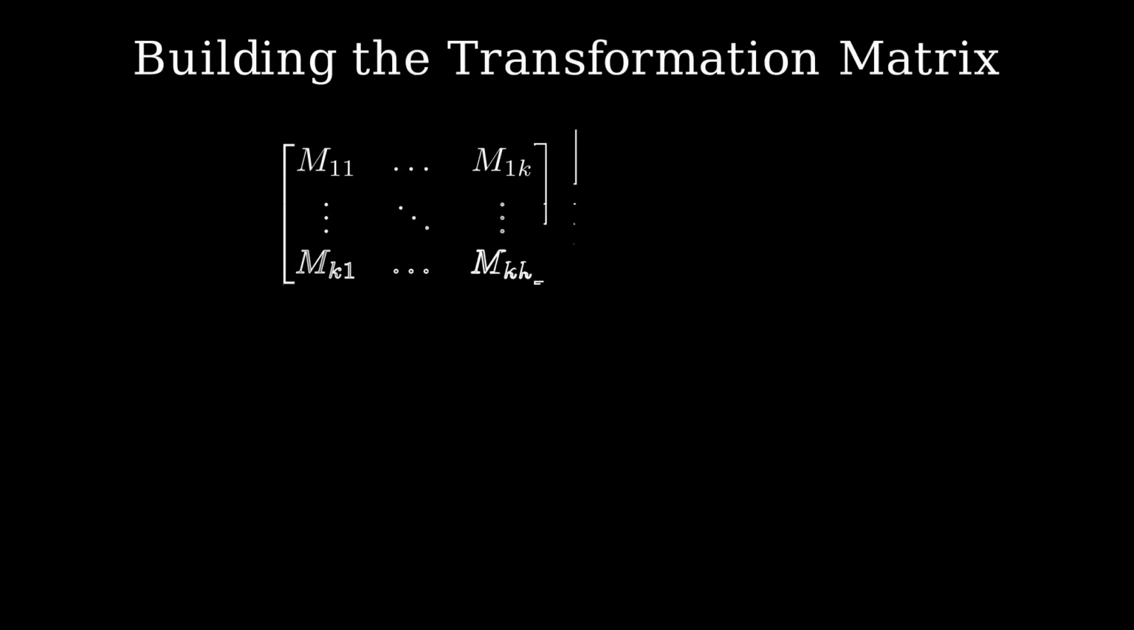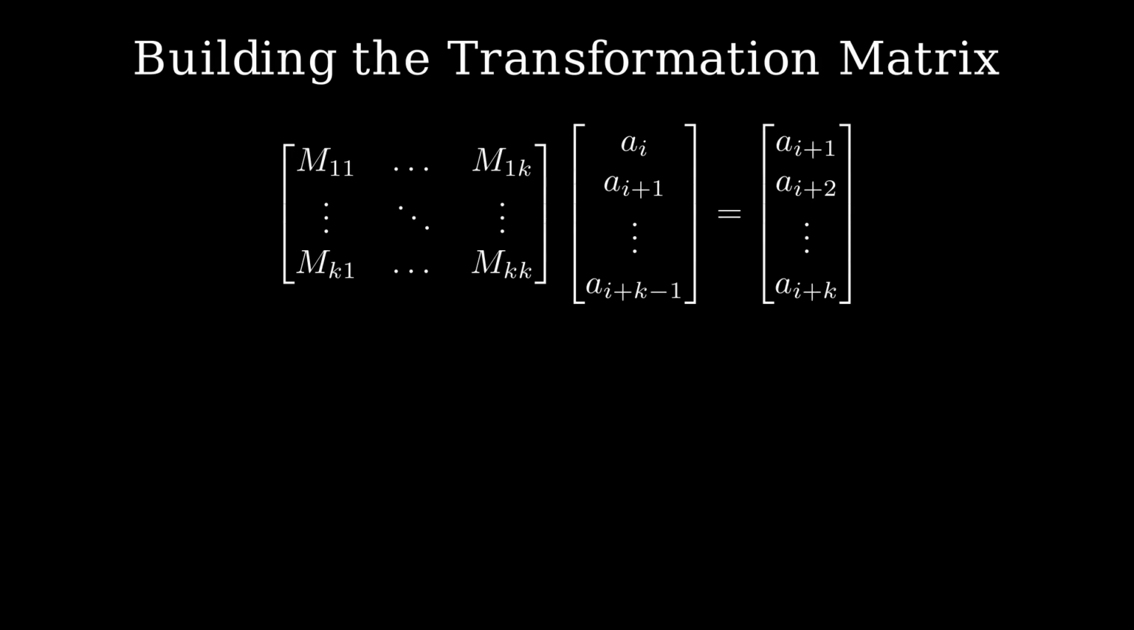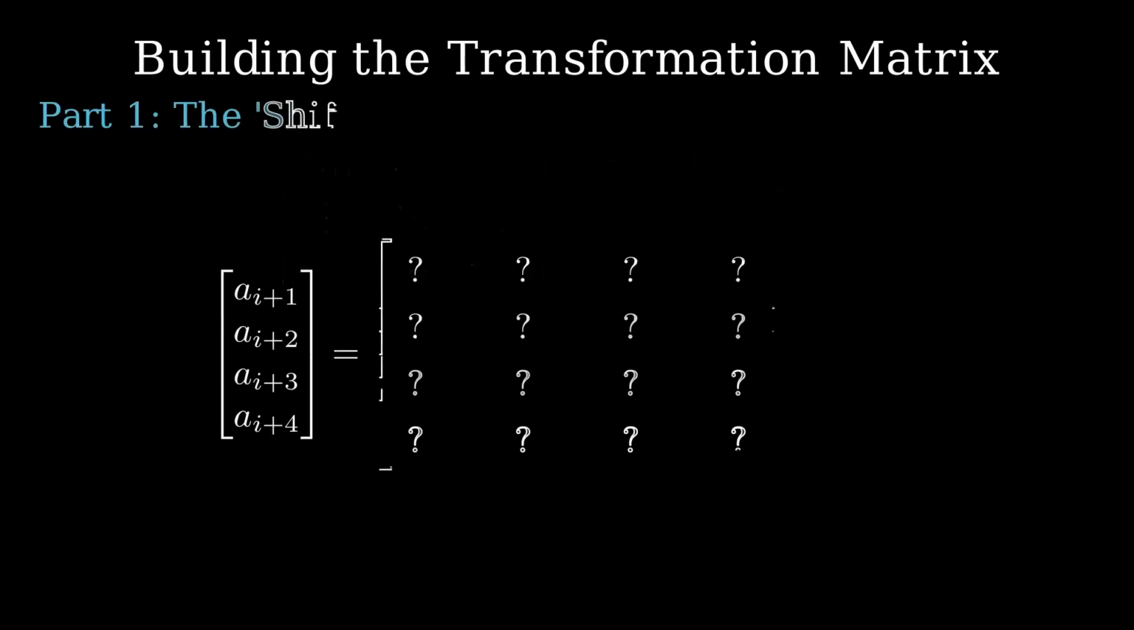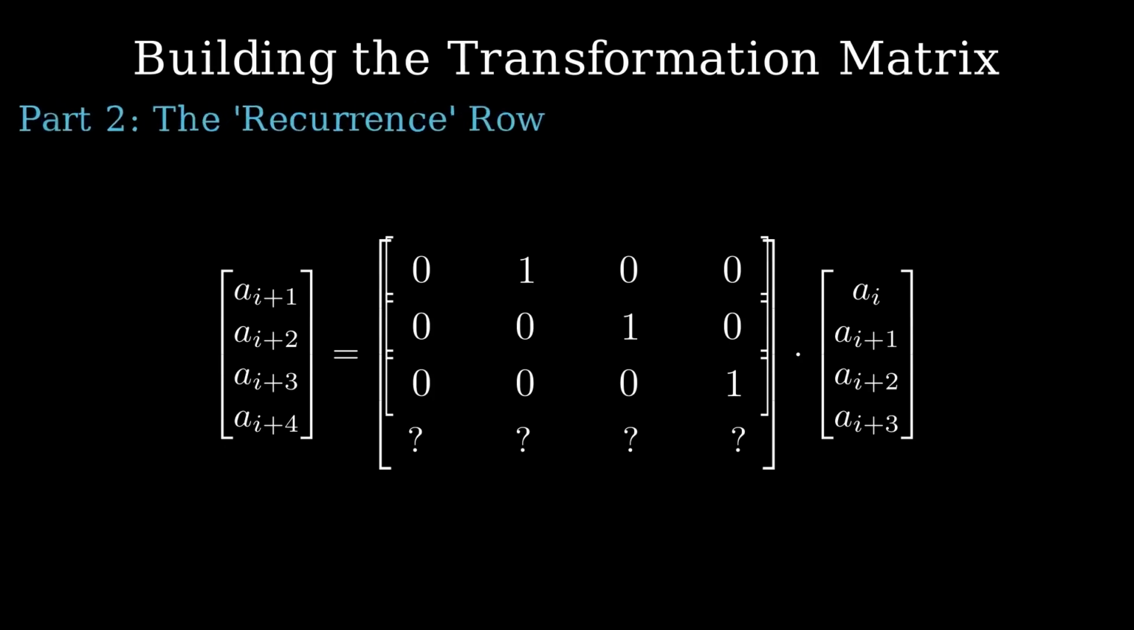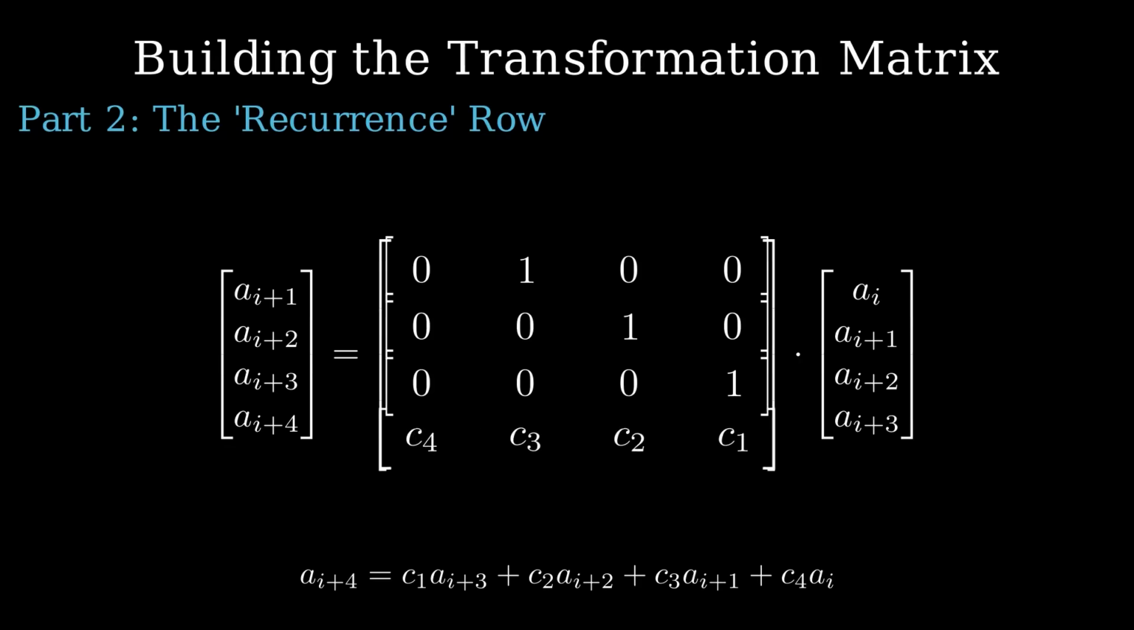Just like the Fibonacci sequence, we'll start by building a transformation matrix to use it to advance our base case one step further. This matrix is made up of some shifting rows to keep our base cases intact. The other main component is a recurrence row which calculates the next element of the sequence.